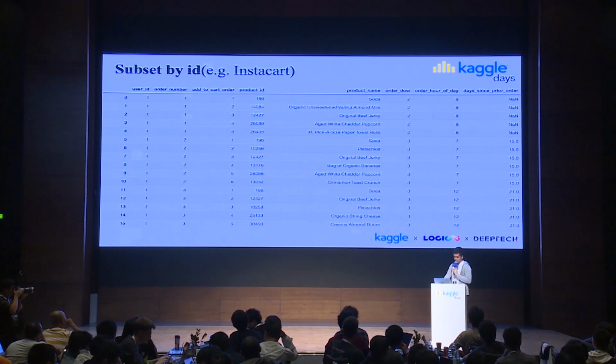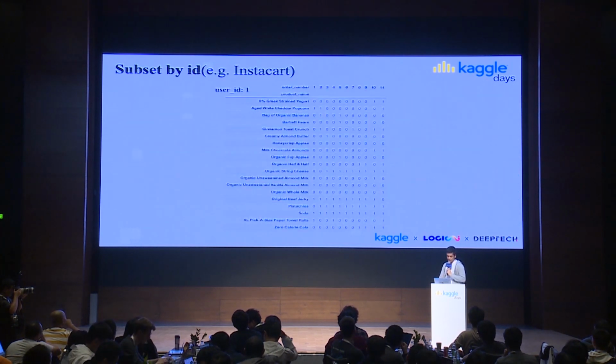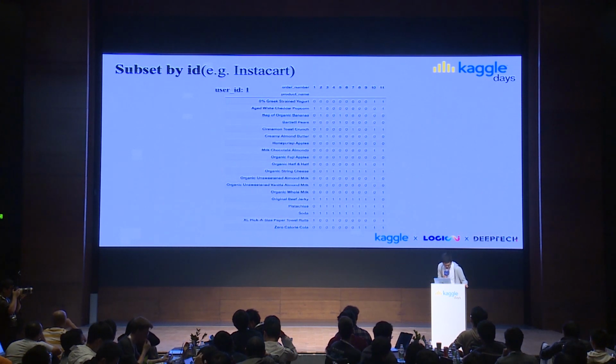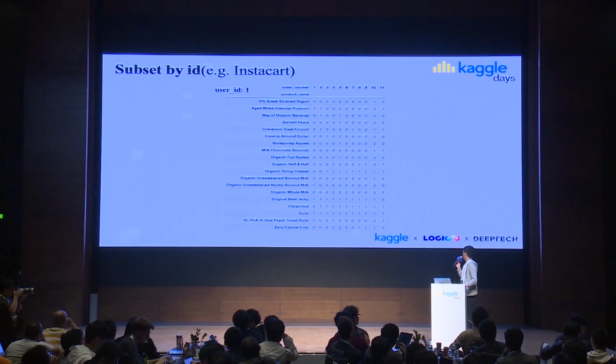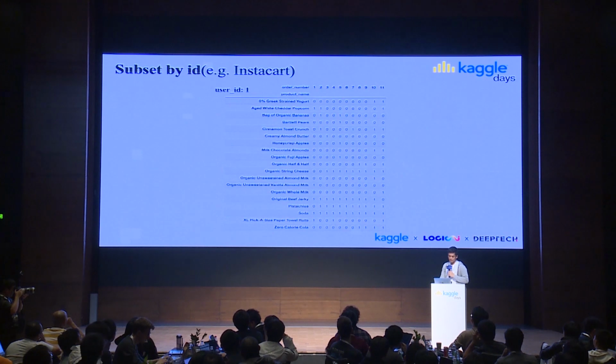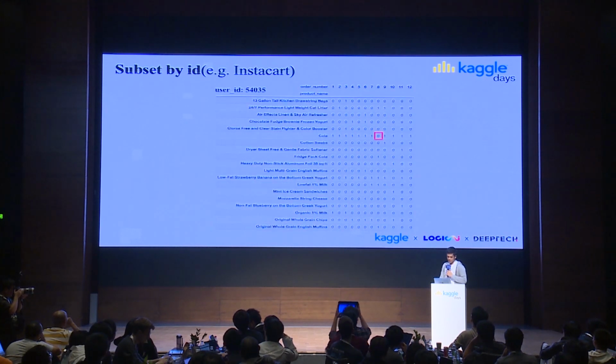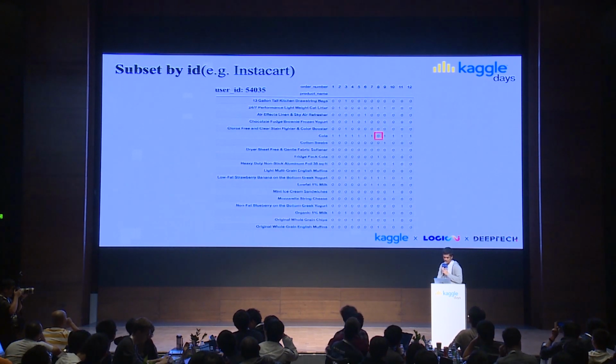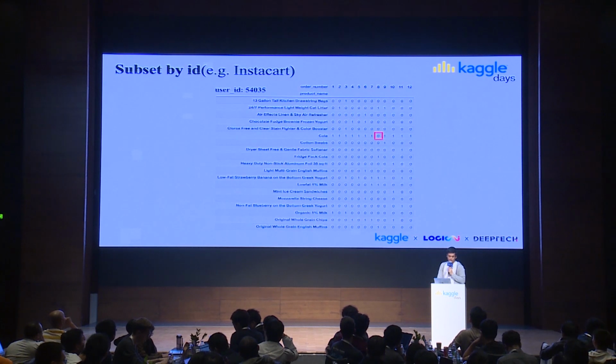So I convert this data to something like this. Regarding user 1, we can easily understand the user likes beef jerky, pistachios, and soda. And the next user, this user pretty much always orders cola, but at order number 8, the user did not order cola. Why not?